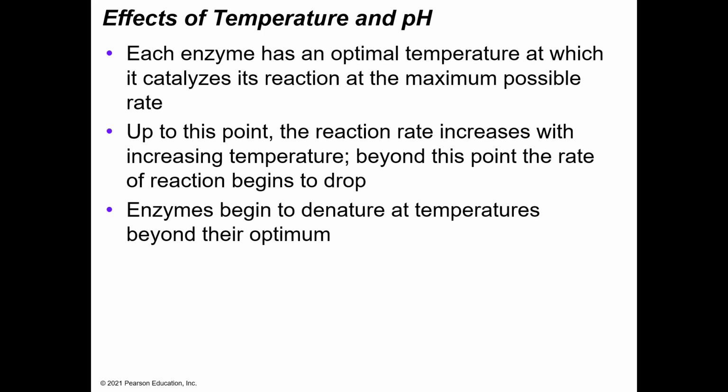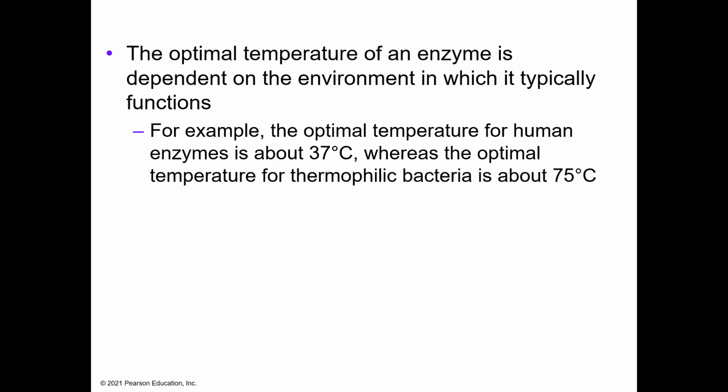Each enzyme has an optimal temperature and optimal pH at which it will reach its maximum possible reaction rate. Up to that point, the reaction rate will increase with increasing temperature. Beyond that point, the rate of reaction will begin to drop. Enzymes begin to denature at temperatures beyond their optimum. So the optimum temperature for an enzyme is really dependent upon the enzyme, dependent upon the environment that it's adjusted to.